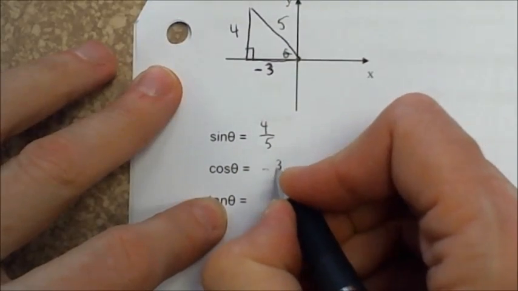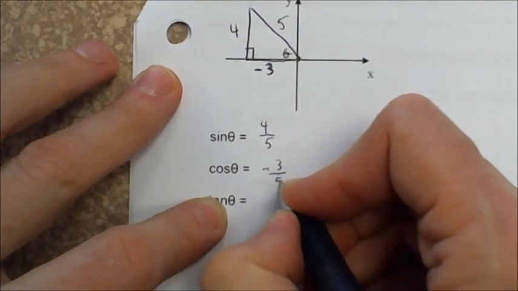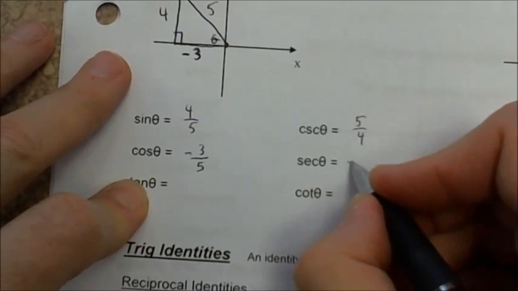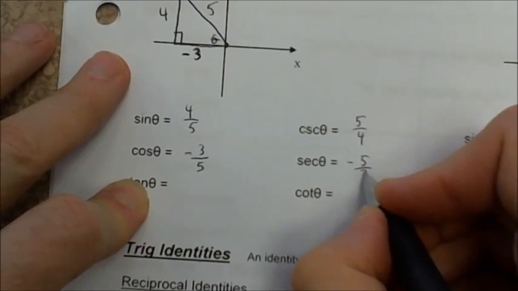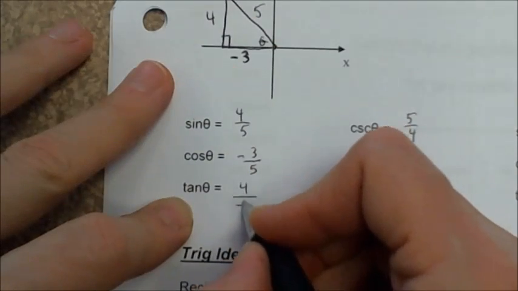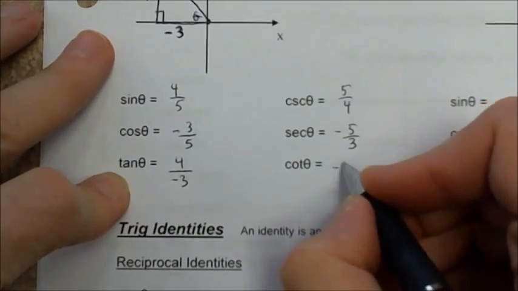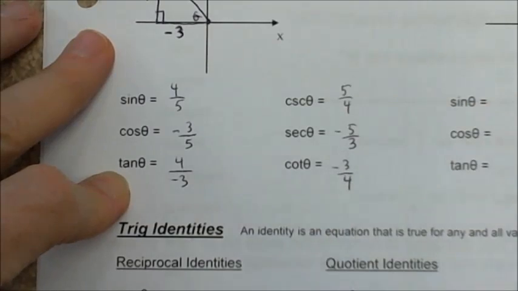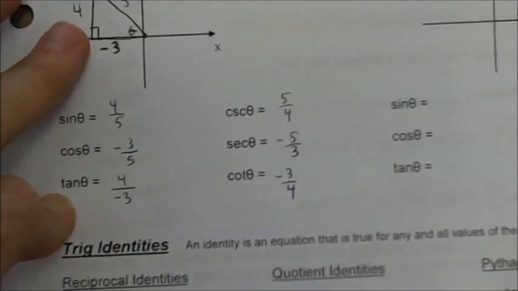Cosine is adjacent over hypotenuse. Secant is the reciprocal of that. Tangent is opposite over adjacent. Cotangent is the reciprocal of that. And we're done with that problem.